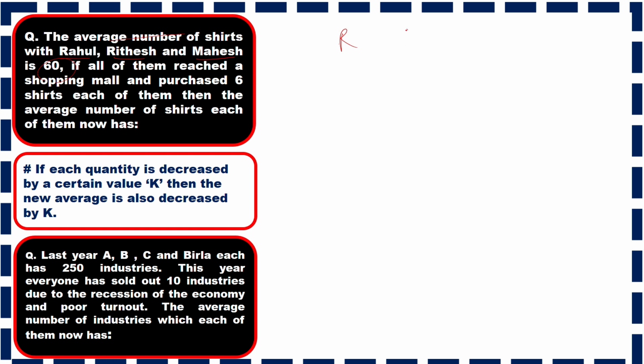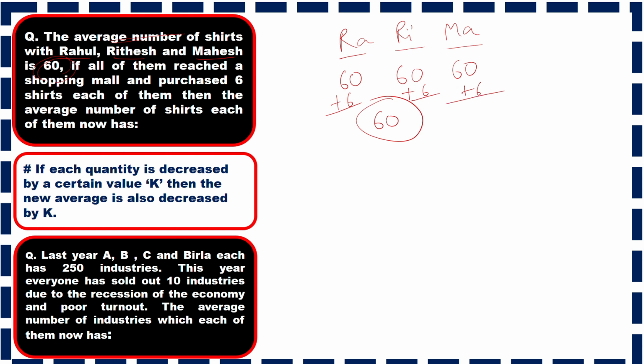We assume that Rahul, Ritesh and Mahesh, these three, have an average of 60 t-shirts. So Rahul has 60 shirts, Ritesh has 60 and Mahesh has 60 shirts. So the average is 60, right? Now all of them reached a shopping mall and purchased 6 shirts each. So Rahul purchased 6 more shirts, Ritesh, and the same goes for Mahesh.